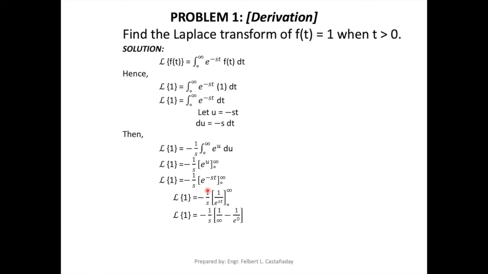Then we apply the limits: upper limit minus the lower limit. 1 over e raised to infinity is equal to 1 over infinity, which is 0, minus the lower limit, 1 over e raised to 0, which is equal to negative 1. That's why we have negative 1 times negative 1 over s. We now have the Laplace transform of 1 is equal to 1 over s.